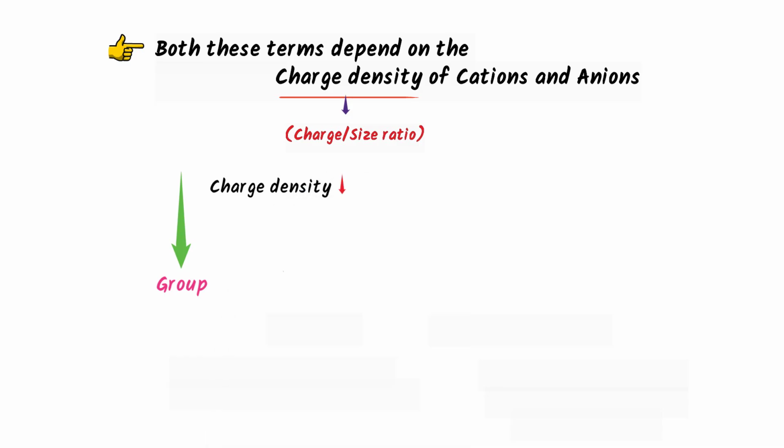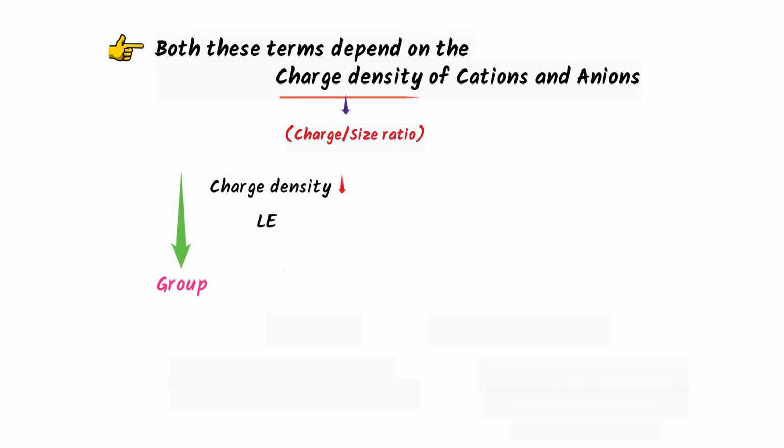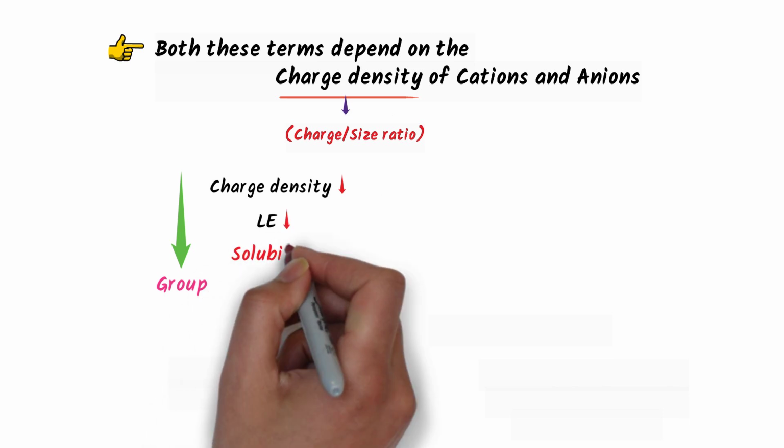This leads to poor attraction between the ions of the crystal. In other words, lattice energy will decrease. This leads to an increase in solubility.